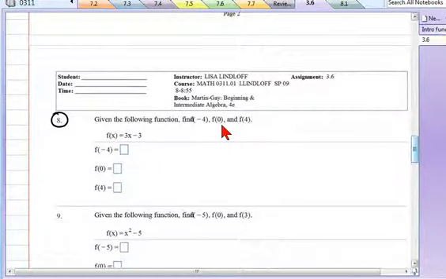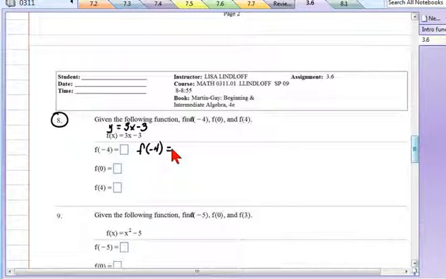Function notation. If y equals 3x minus 3 is indeed a function, then the y can be called f of x. It's just a name change. Y is called f of x. F of negative 4 is, well, if I'm putting a negative 4 where x was in the name, then you plug in negative 4 for x as well. That is 3 times negative 4 minus 3.